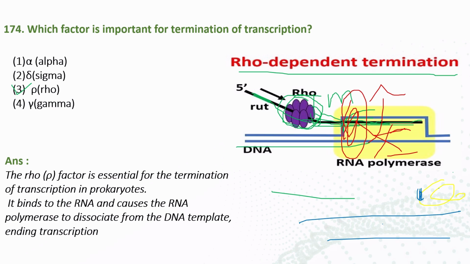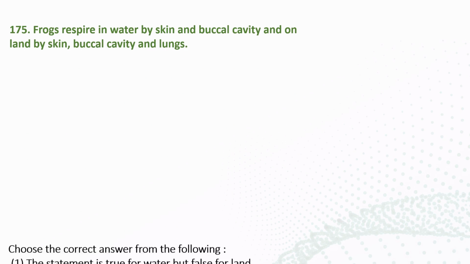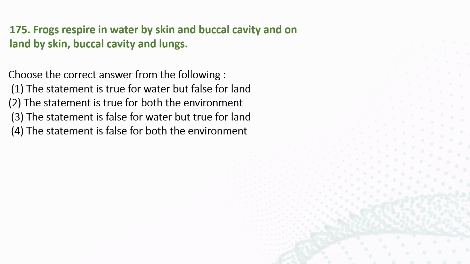Okay, we'll move on to the next question. What is the next question? It also came from the frogs itself. Here they are asking that frogs respire in water by skin and buccal cavity, whereas on land by skin, buccal cavity and lungs. So in the question they have said that frogs respire in water with the help of the skin and buccal cavity, and on land by skin, buccal cavity and lungs.